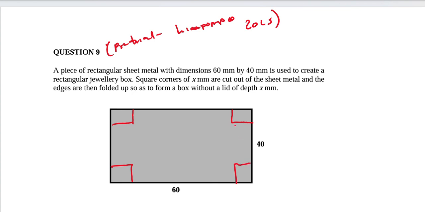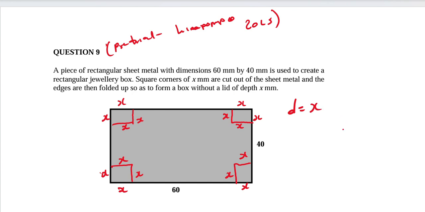What was the dimension of the square corners? They say X. Since we know that the sides of a square are all equal, it means that here we have X, we have X, we have X. We have X this side, X this side, X this side, and X. Then we have X this side, X this side. So they say our depth, the depth here, is X.